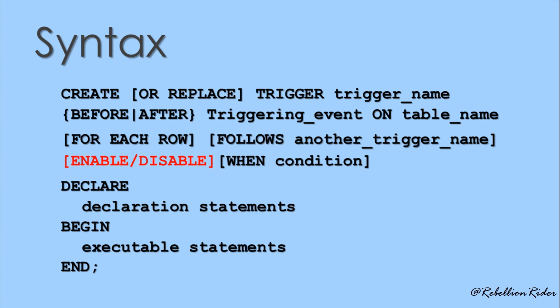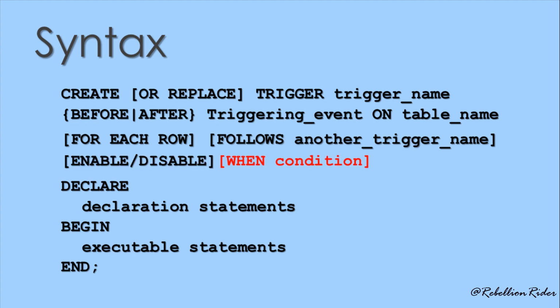And then we have enable or disable clause. Using this clause, you can set the status of your trigger. If the status of your trigger is enabled, then it will fire when a triggering event occurs, while if it is disabled, then it simply doesn't fire when a triggering event occurs.